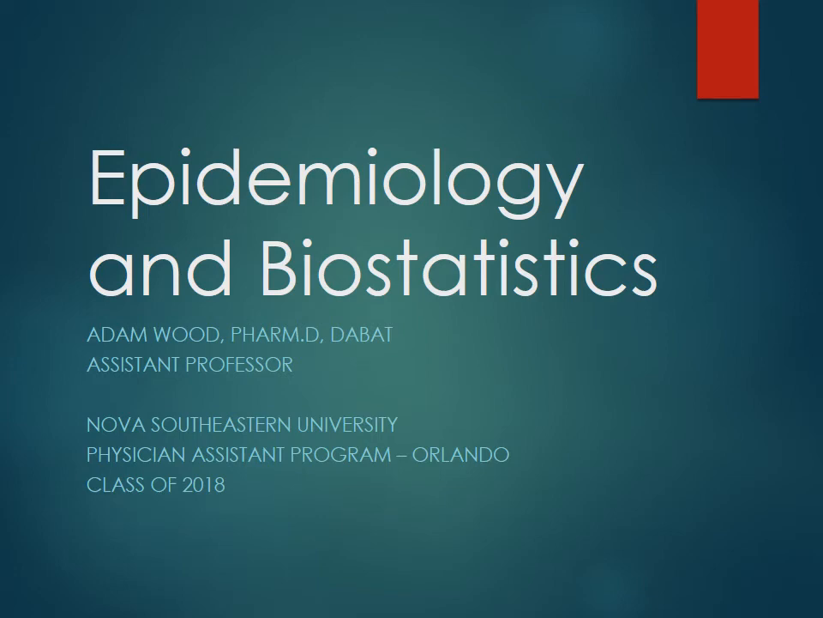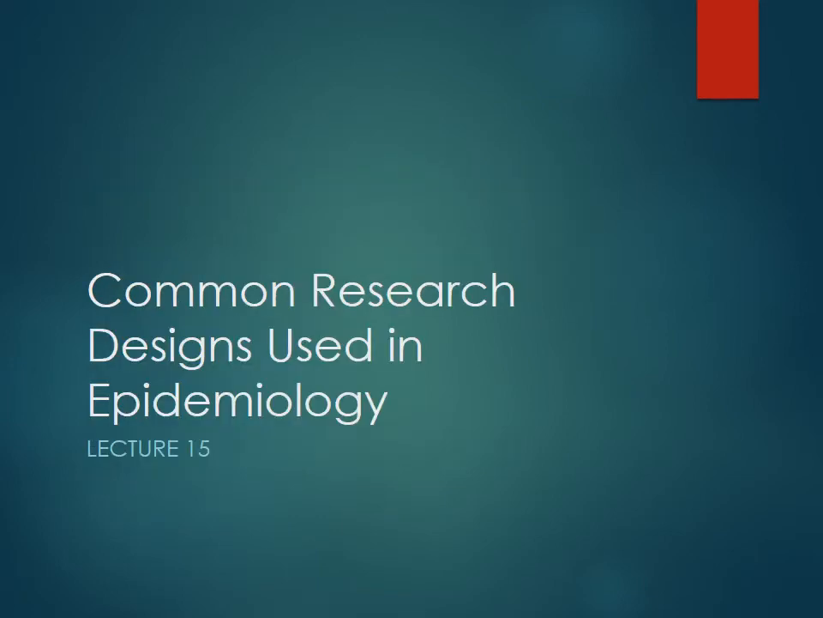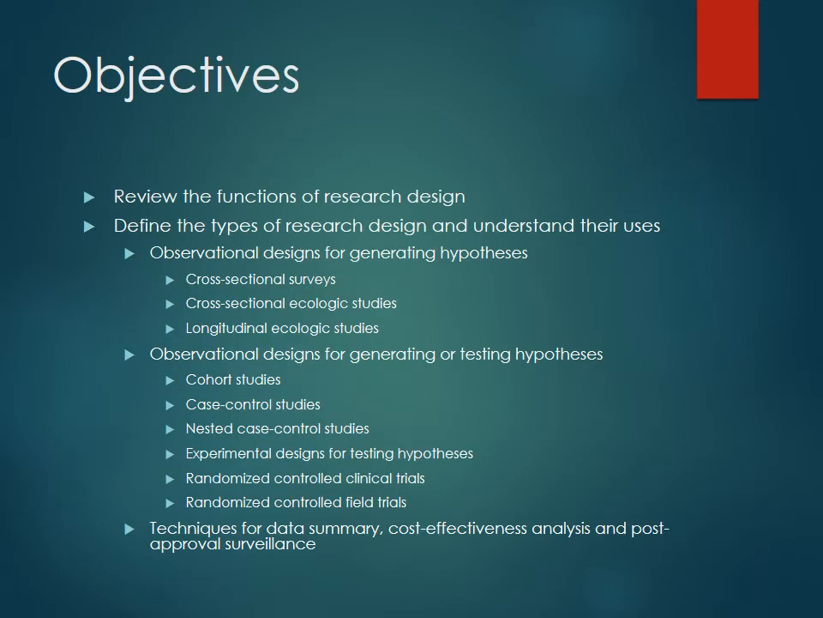All right, so next up we have section 15. This is going to be the common research designs used in epidemiology. So we're going to take all the stuff we learned in the last section and apply it to how the designs of the studies are done in order to help find some of this information that we're interested in from an epidemiologic standpoint.